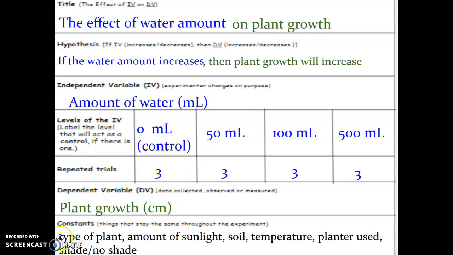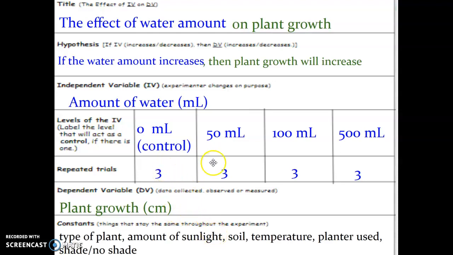So some constants for this experiment could be type of plant. We want to make sure each of these plants is of the same species. We want to make sure that each of these plants is getting the same amount of sunlight. It would not be fair if these plants here got no sunlight and these plants here got lots of sunlight. We wouldn't be able to compare the results of the experiment if that was the case.